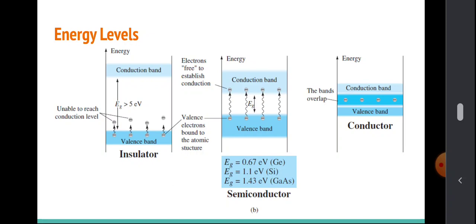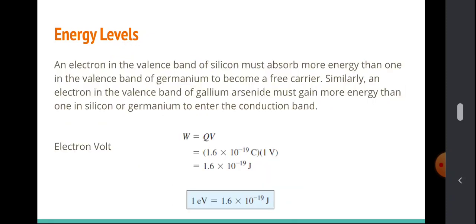So the energy level of a germanium, based here in a figure, is 0.67 electron volt. EV means electron volt. And in the silicon, 1.1 electron volt, and the gallium arsenide, 1.43 electron volt. Okay, an electron in the valence band of silicon must absorb more energy than one in the valence band of germanium to become a free carrier. Similarly, an electron in the valence band of gallium arsenide must gain more energy than one in silicon or germanium to enter the conduction band.